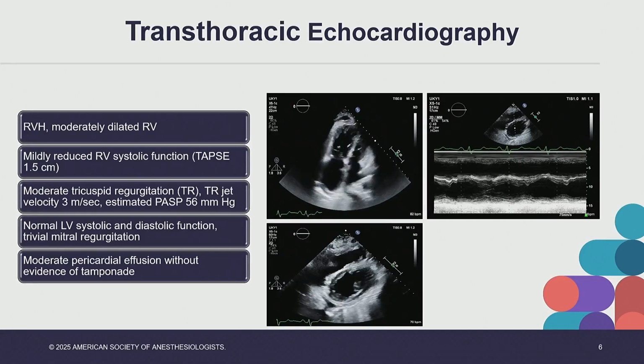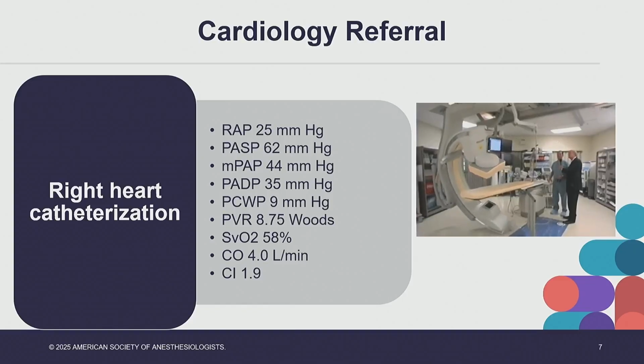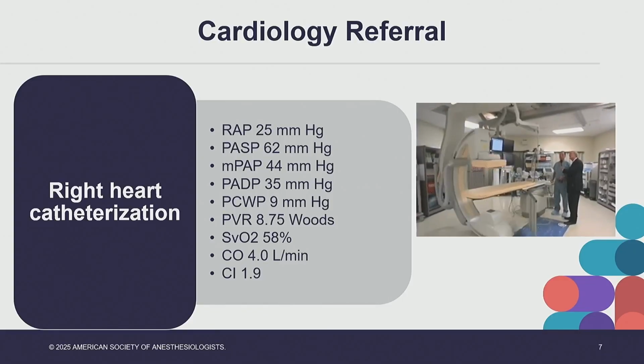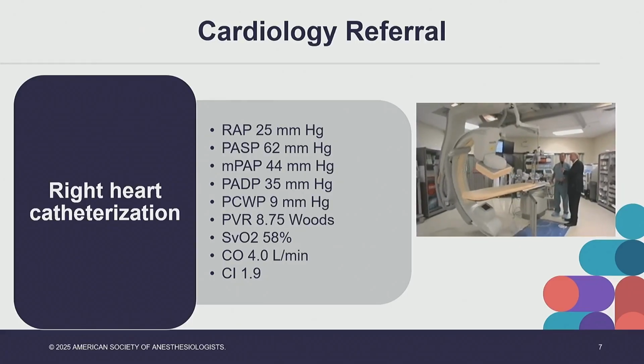Here's your official echo review. She does have indeed reduced RV systolic function. She has an estimated pulmonary arterial systolic pressure of 56 millimeters of mercury, normal LV function, normal valves, and moderate pericardial effusion without evidence of tamponade. Then you refer this patient to cardiology colleagues who perform right-sided heart catheterization. And you notice that she has quite elevated pulmonary vascular resistance of almost 9 Wood units. And she has a reduced mixed venous saturation of 58%, and she has a reduced cardiac index of 1.9.